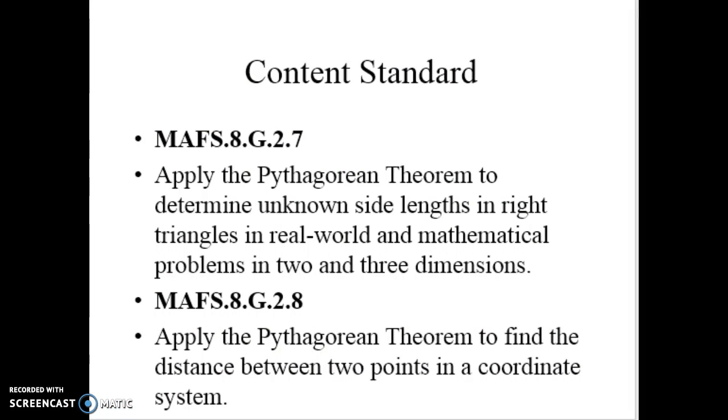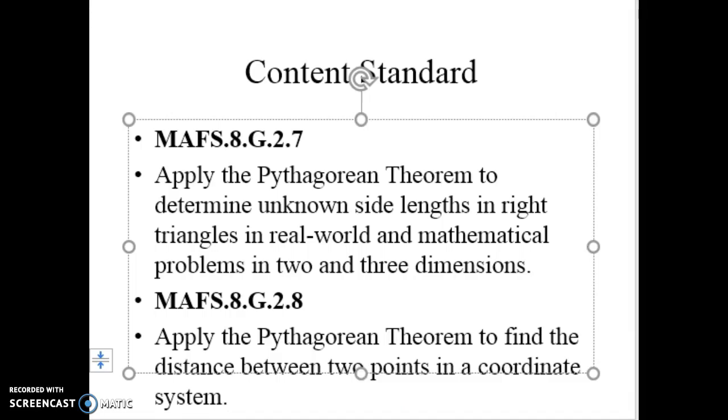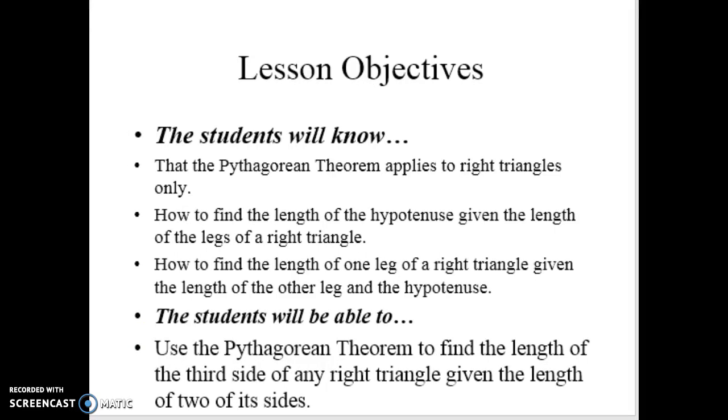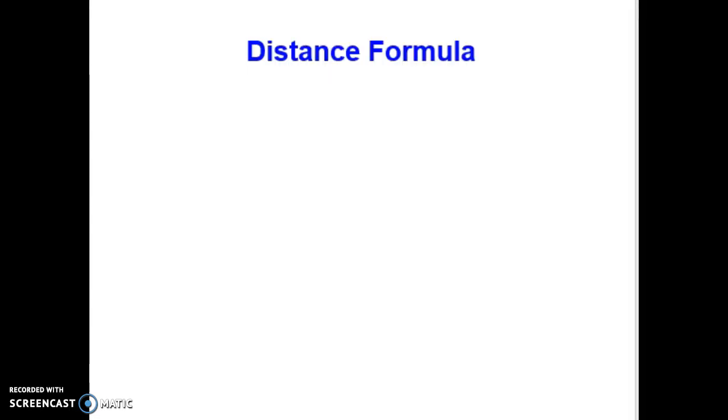The content area that we're focusing on for this standard is applying the Pythagorean theorem to find the distance between 2 points. So that's what we're going to be doing today. We're going to apply this Pythagorean theorem to determine how we can figure out the distance between two objects using this formula. And so the lesson objective is that you'll be able to apply the Pythagorean theorem to finding the distance between 2 points. So let's talk a little bit about this distance formula here.